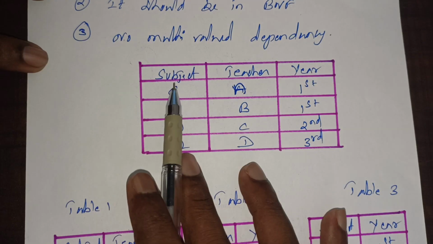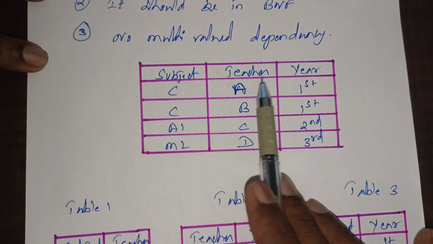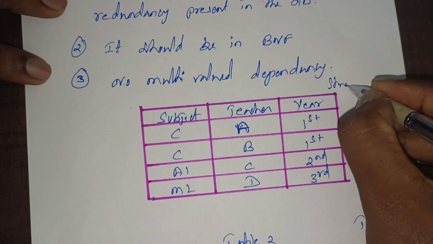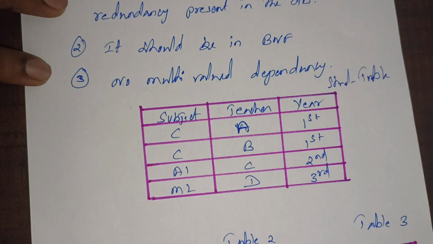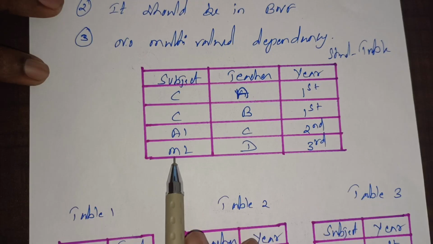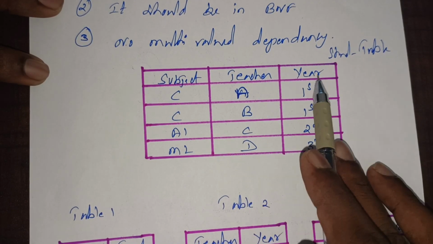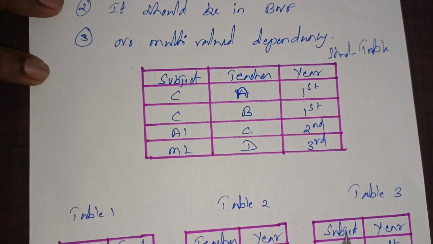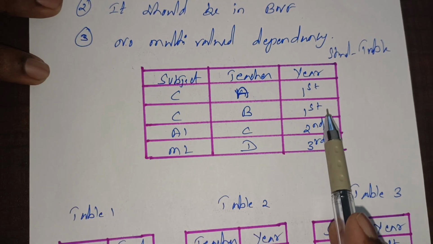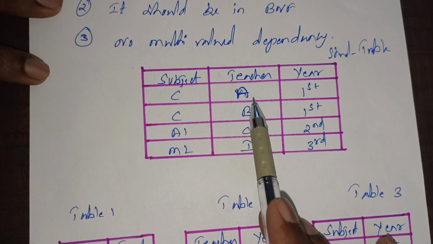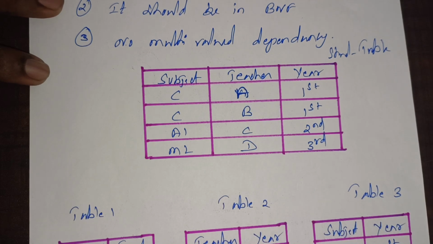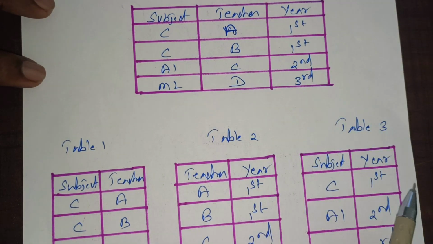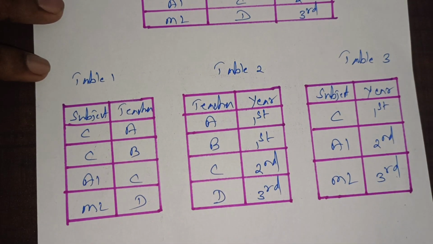Now you can see I have taken this student table, with student, teacher, and year. Let's take this as the student table. There is a subject column here, a teacher column here, and a year column here. In subject, there is a repetition, that is C and C. And also in year, there is a repetition, that is first and second. In the teacher column, you can see there is no repetition, right? Now we are going to make this particular student table into 3 different tables, right?